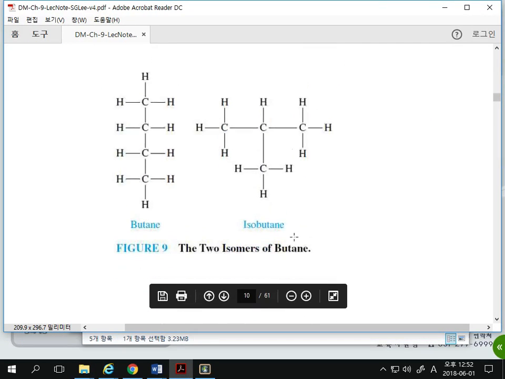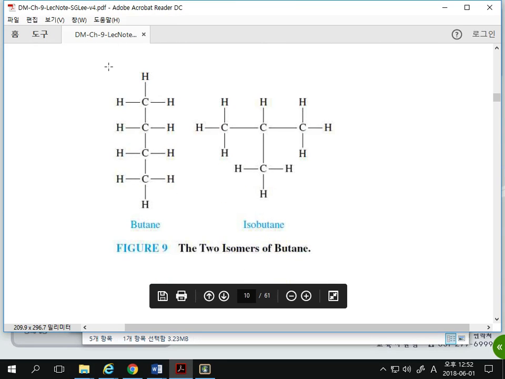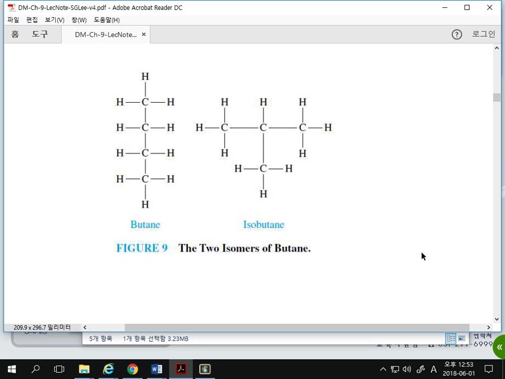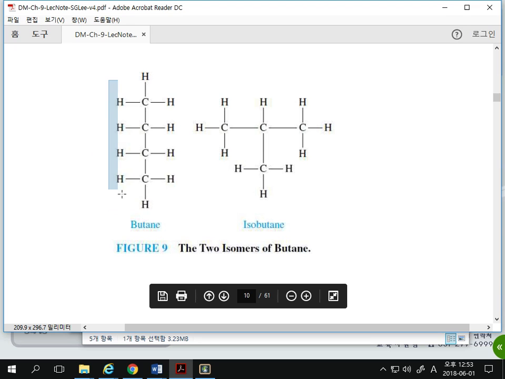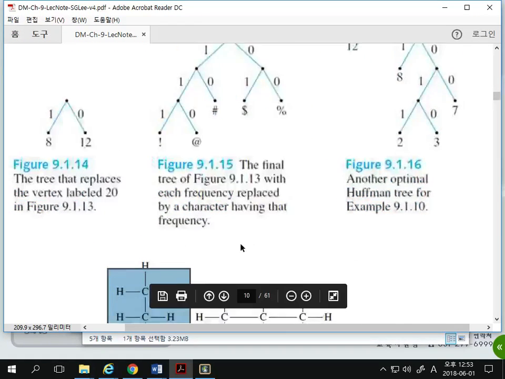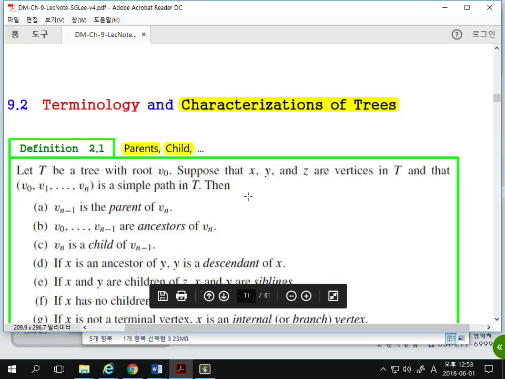And these trees are used in many other disciplines, including chemistry. And these are the isomers of butane, which also have tree structures. I will give more explanation later.